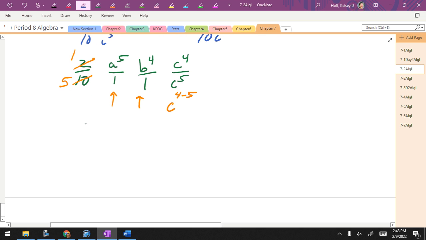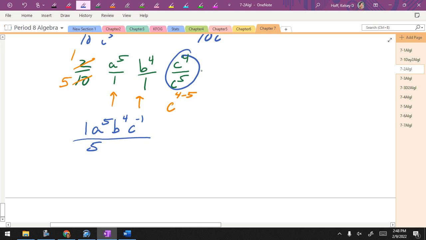So now I'm at a place where I have a 1, A to the 5th, B to the 4th, C to the negative 1st, all over 5. Now, why is C to the negative 1 in the numerator? Whenever you divide, the answer always goes in the numerator.